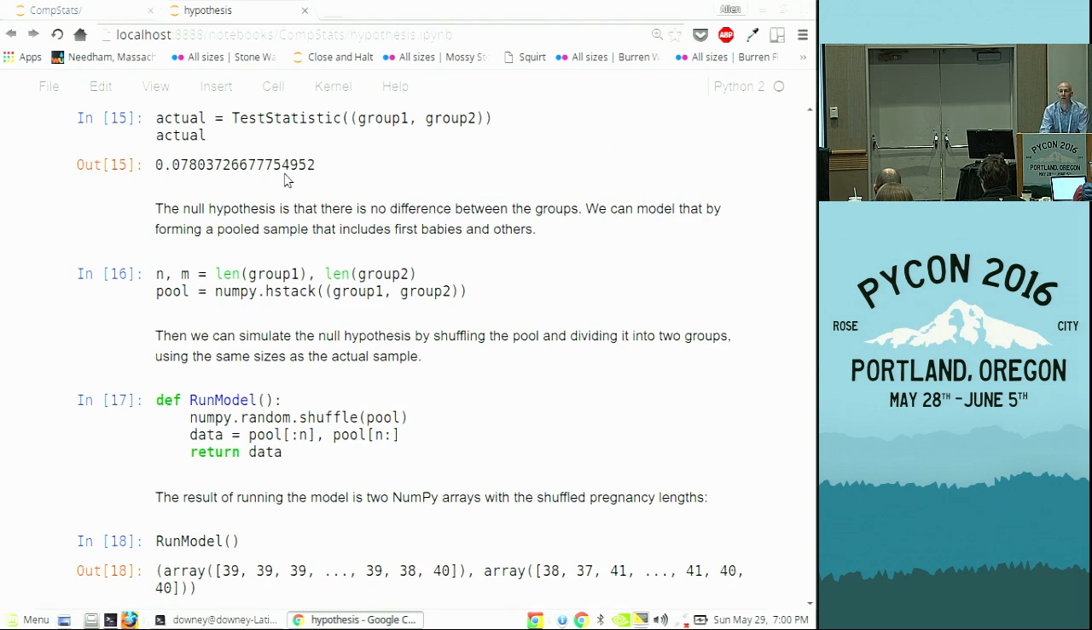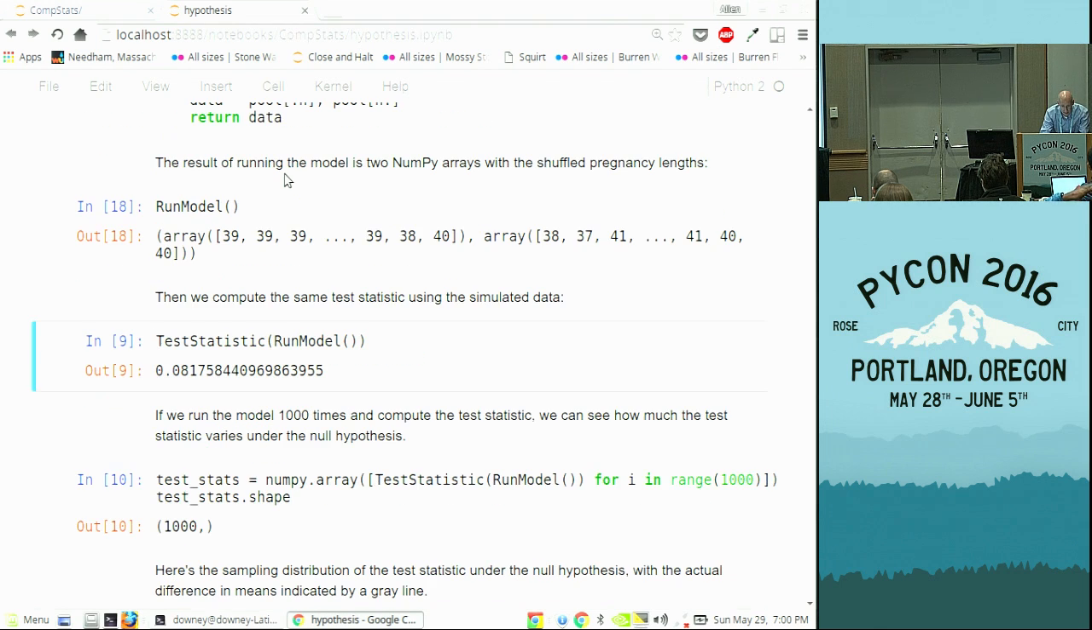So I can run the model over and over and get fake data. Every time I run model, I get fake data. I can pass the fake data to test statistic. So here's what happens if I run it once. I'll run it. And OK, this time it was 0.015. And the next time it's 0.099. Every time I run it, I get a different value. If I run it 1,000 times, I get an array of 1,000 possible values for delta.